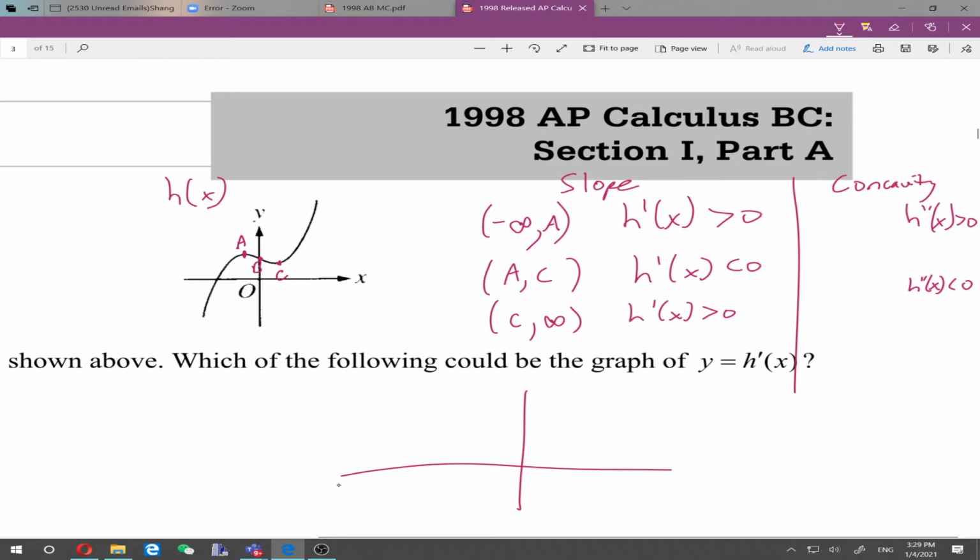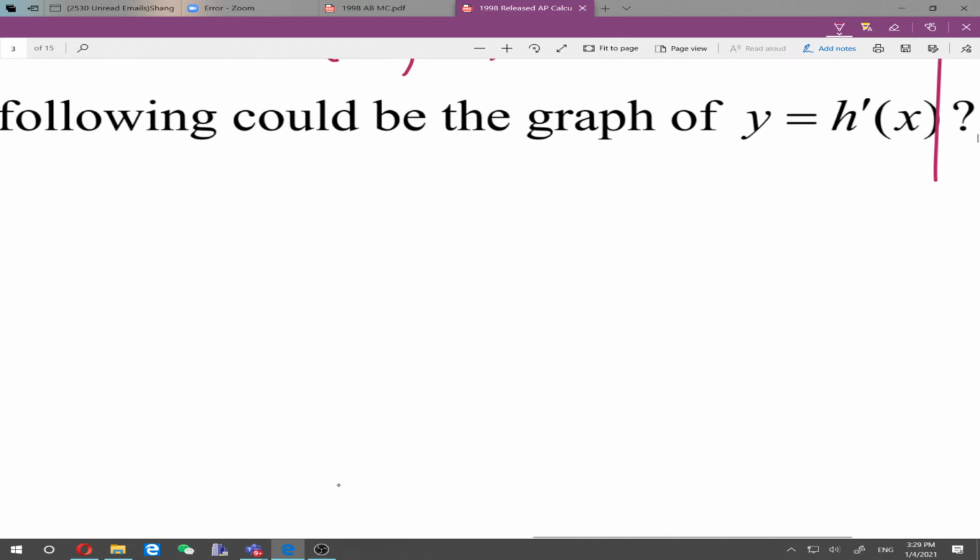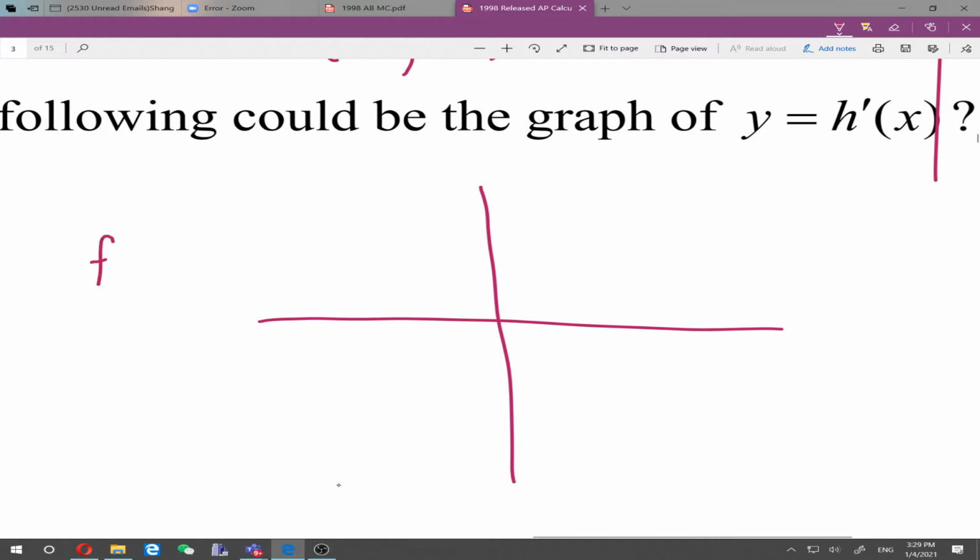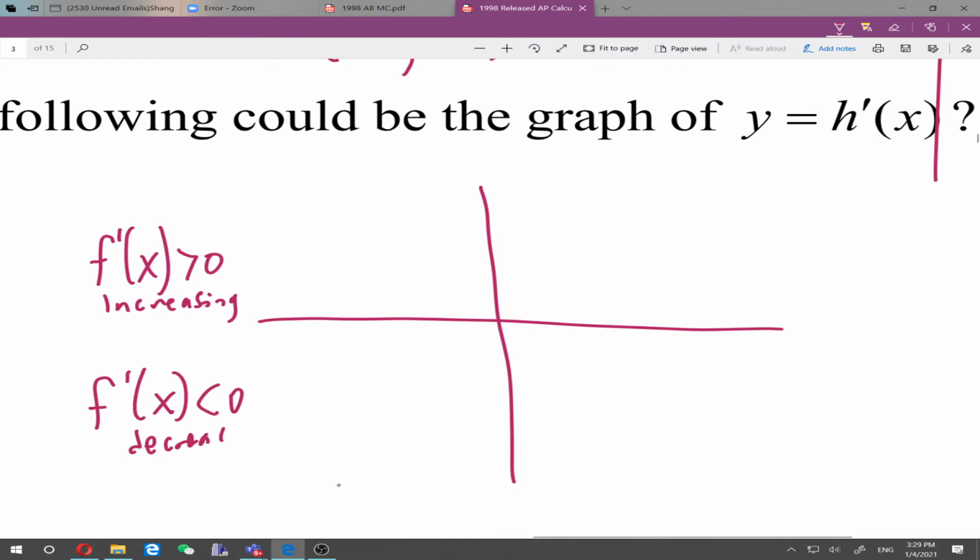Let me make a chart really quick. Okay, on this side, I'm going to do our slopes. So when f prime is positive, that means we are increasing, versus when f prime is negative, which means we are decreasing. And when f prime prime is positive, which means we are concave up, and when f prime prime is negative, which would mean we are concave down.